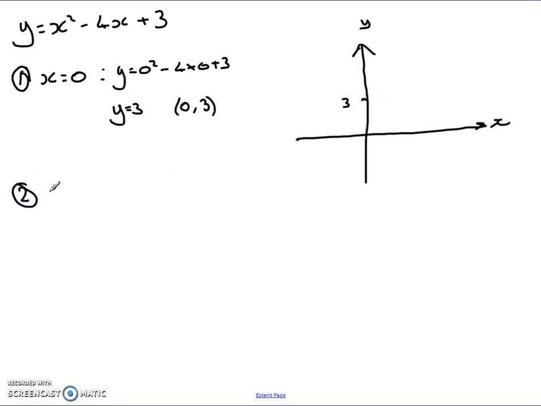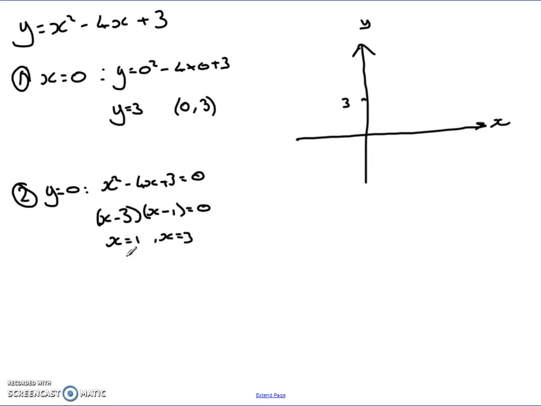Second bit of information is my roots. So for that, I know I set y equal to 0. So I've got x squared, take away 4x plus 3 equals 0. And I've got to solve this. So factorise this side. x minus 3, x minus 1 equals 0. So from this, I could say x equals 1 and x equals 3. So I know that's where it's going to cut the x-axis, and I can mark that on. So there's 1, there's my 3.